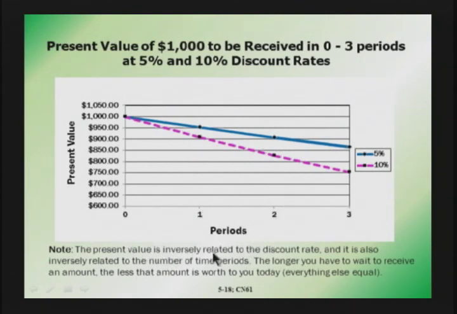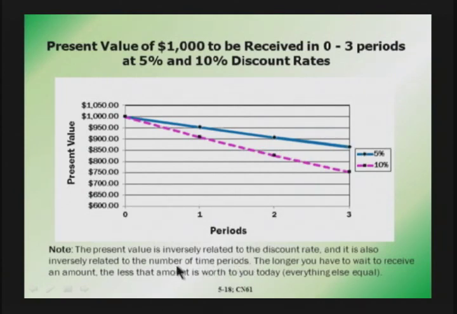So the present value is inversely related to the discount rate, and it's also inversely related to the number of periods involved. If you discount at a higher rate, you're taking a greater percentage out. If you discount for more periods, you're taking interest out for a greater number of periods. Either way, the present value is inversely related to the discount rate and to the number of periods involved.